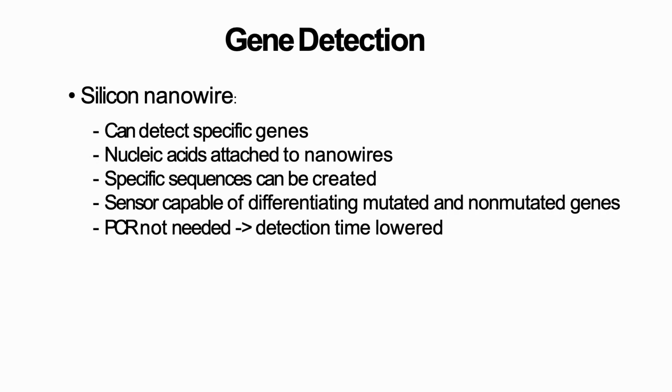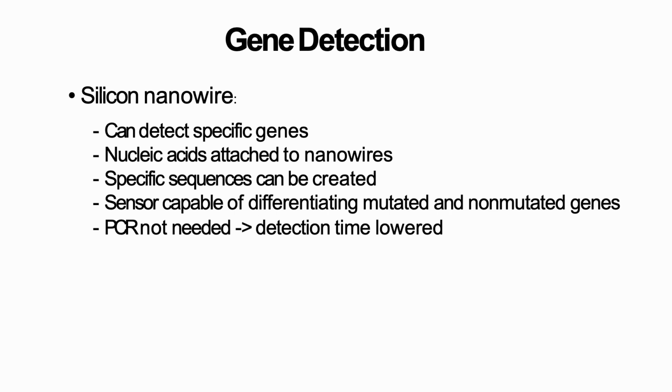Now, another interesting use of nanoparticles is gene detection. Here we use wires, I should say nanowires. So these are silicon nanowires, nanowires made of silicon. They can detect specific genes. What we do is decide which genes we would like to detect, and based on those genes, we choose the sequence of nucleic acids that we will attach to the nanowires.